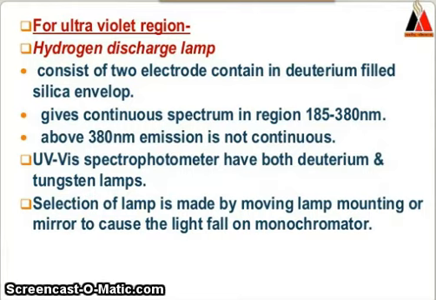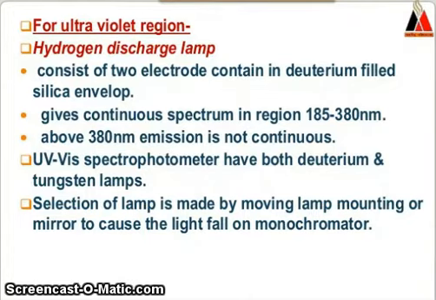For ultraviolet regions, the hydrogen discharge lamp consists of two electrodes contained in a deuterium filled silica envelope, and gives a continuous spectrum in the region 185 to 380 nanometer. Above 380 nanometer emission is not continuous. UV visible spectrophotometers have both deuterium and tungsten lamps.